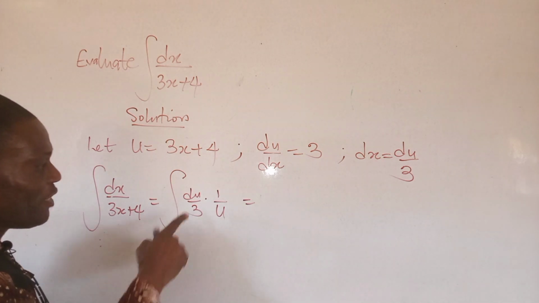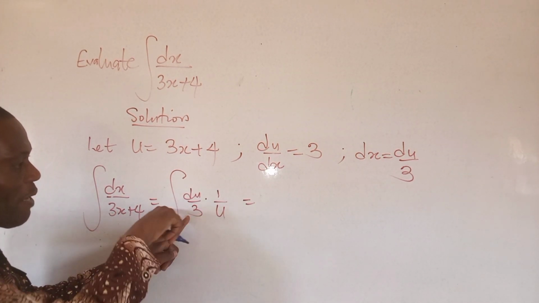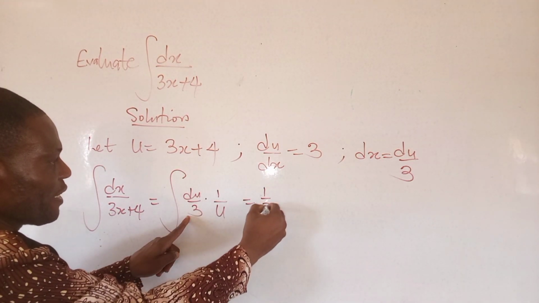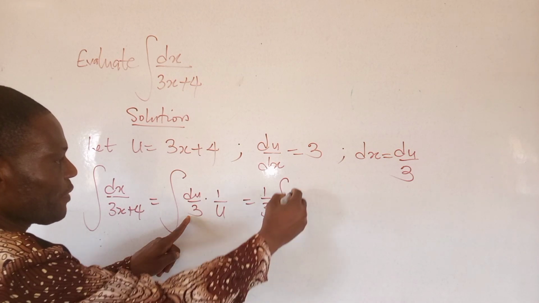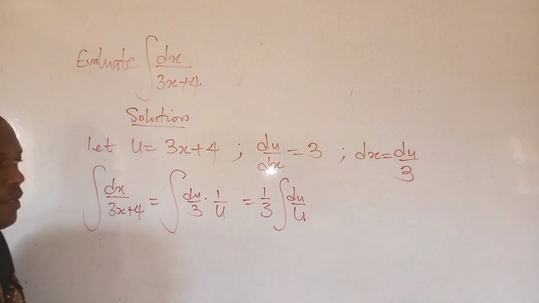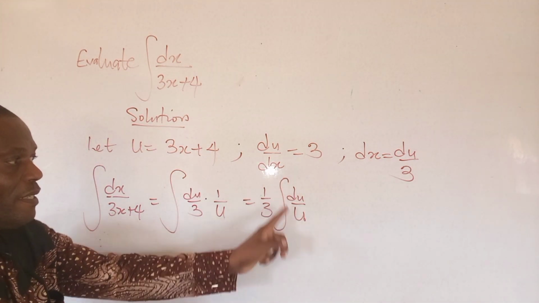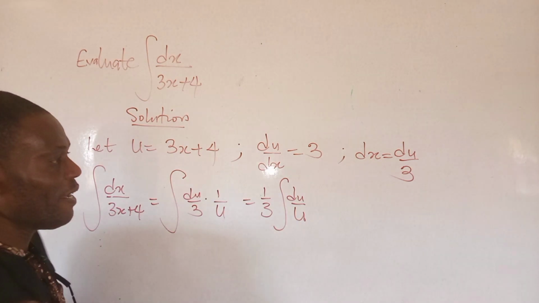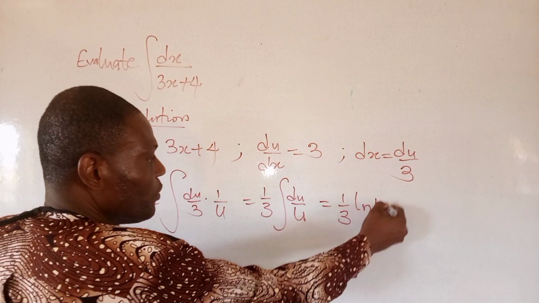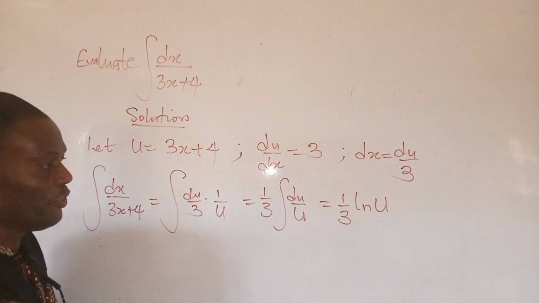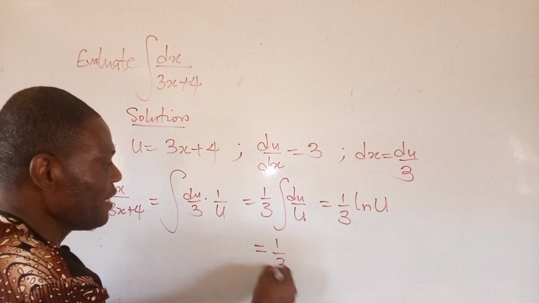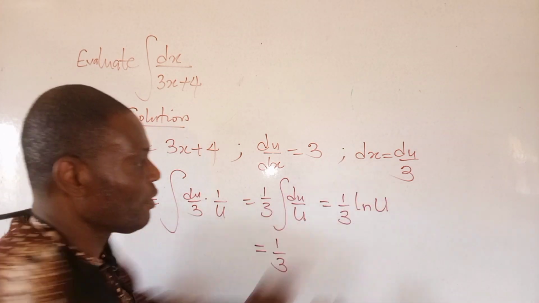Now, this is equivalent to, I'm going to make this come out before the integral sign. This is the integral sign. So I'm going to have 1 over 3 integral du over u. Now, integrating 1 over u, I'm going to have ln u, and this is equivalent to 1 over 3, plus c.